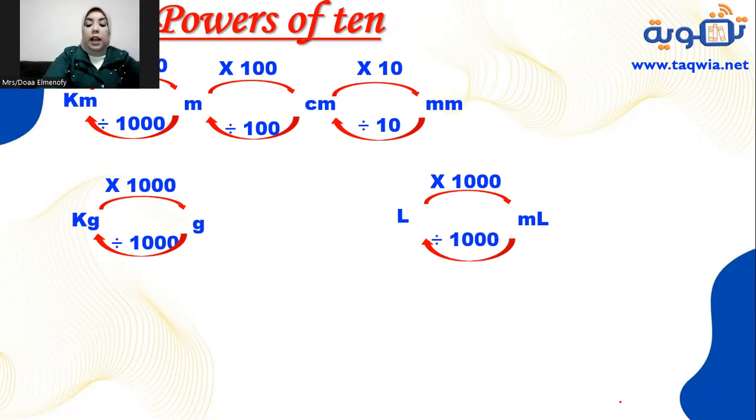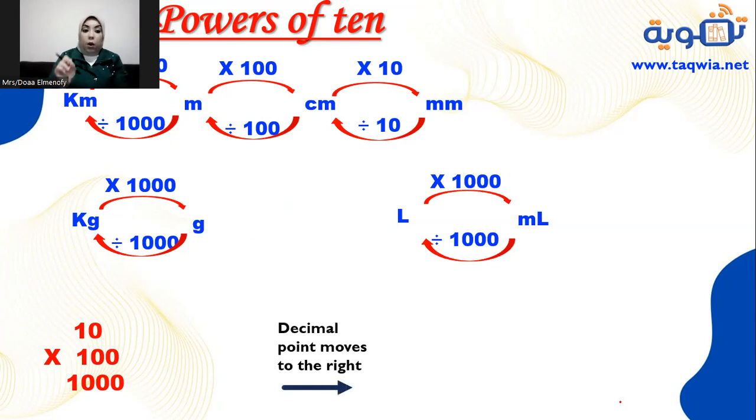But here, if I have a decimal number and I wanted to multiply by 10, 100, and 1,000, you have to know that you have to move the decimal point to the right according to the number of zeros. How many steps? According to the number of zeros. If I have to multiply by 10, you have to move the decimal point to the right just one place because we have one 0. If you multiply by 100, you're going to move the decimal point two places because here we have two zeros. And if you multiply by 1,000, you're going to move the decimal point three places to the right.